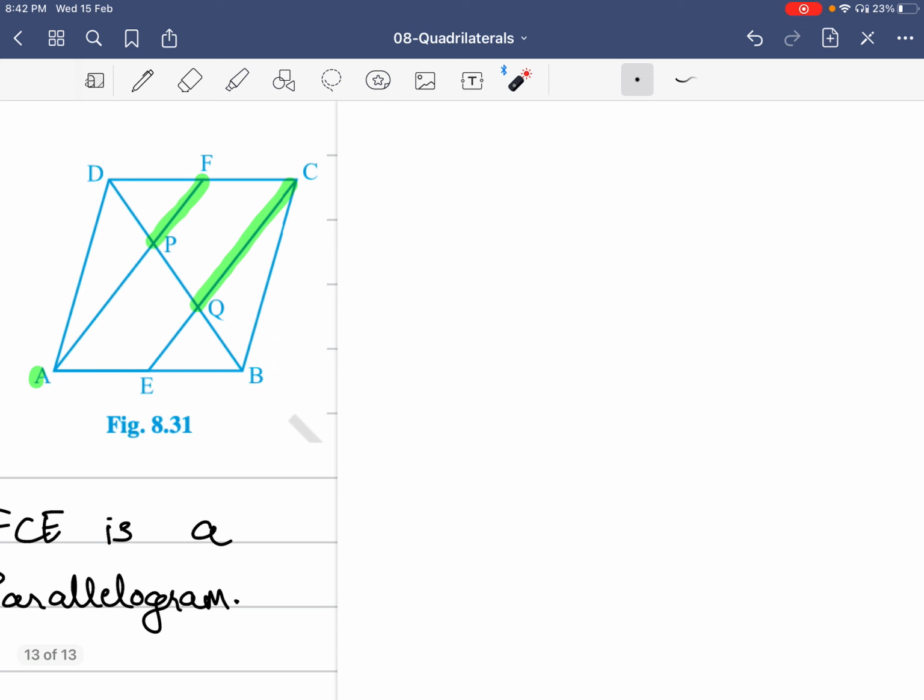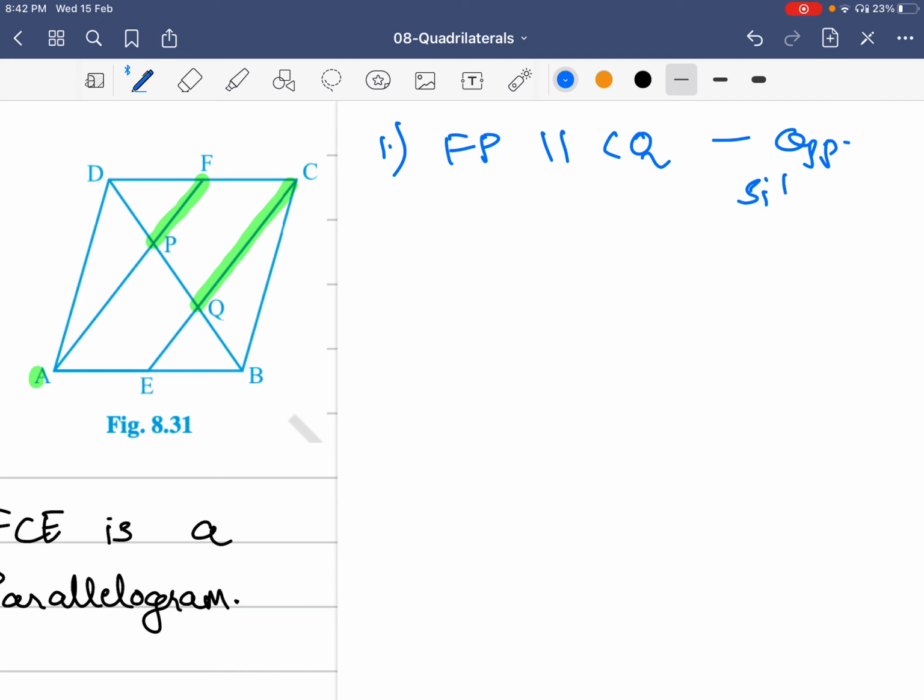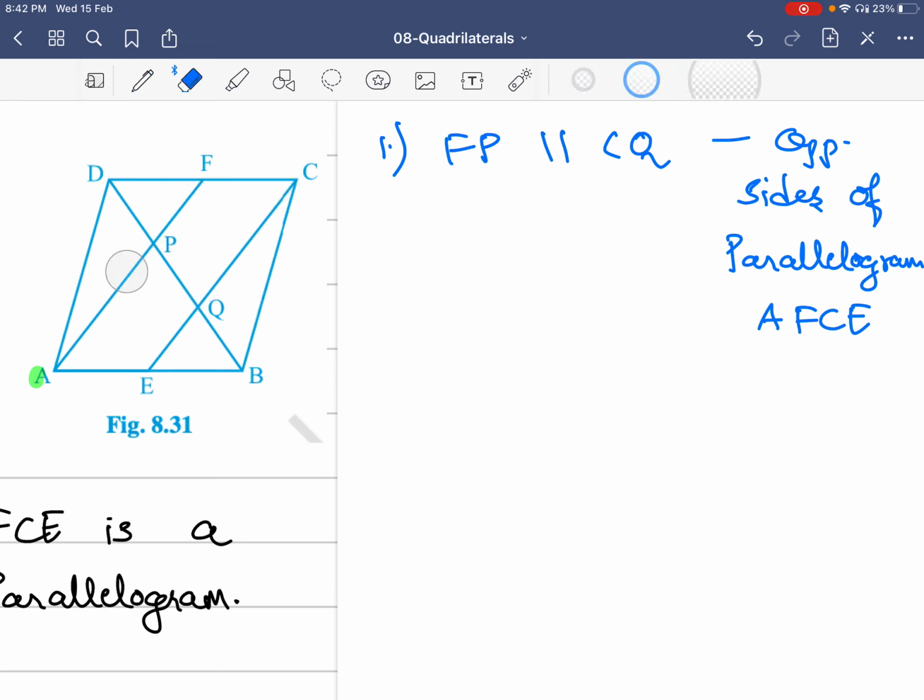Now focus on this FP and CQ. They are parallel to each other. So that is the first point I'm going to write. Point number 1: FP is parallel to CQ. Why? Because they are opposite sides of a parallelogram. Which parallelogram are we talking about? AFCE. This parallelogram.